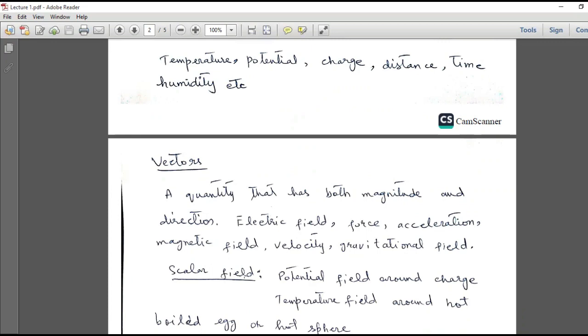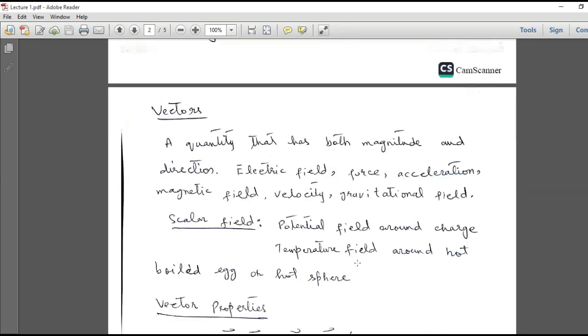Similarly, the scalar fields are a potential field around a charge, and similarly a temperature field around a hot sphere or a hot boiling egg. So if we have a heater in a room, or if we have a hot sphere, then we will experience some heat around the sphere or around the hot element, for example, around the hot heater in the room. So as we go away from the heater or away from the source, the heat will be reduced. So this is the definition of a scalar field.